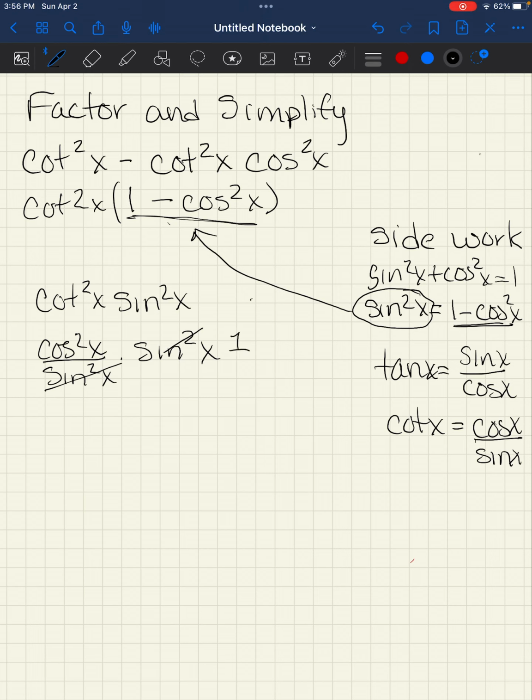Don't think of it as going away. It doesn't just go away. Sine squared x over sine squared x is 1. So cosine squared x times 1 gives me cosine squared x, and you are done.